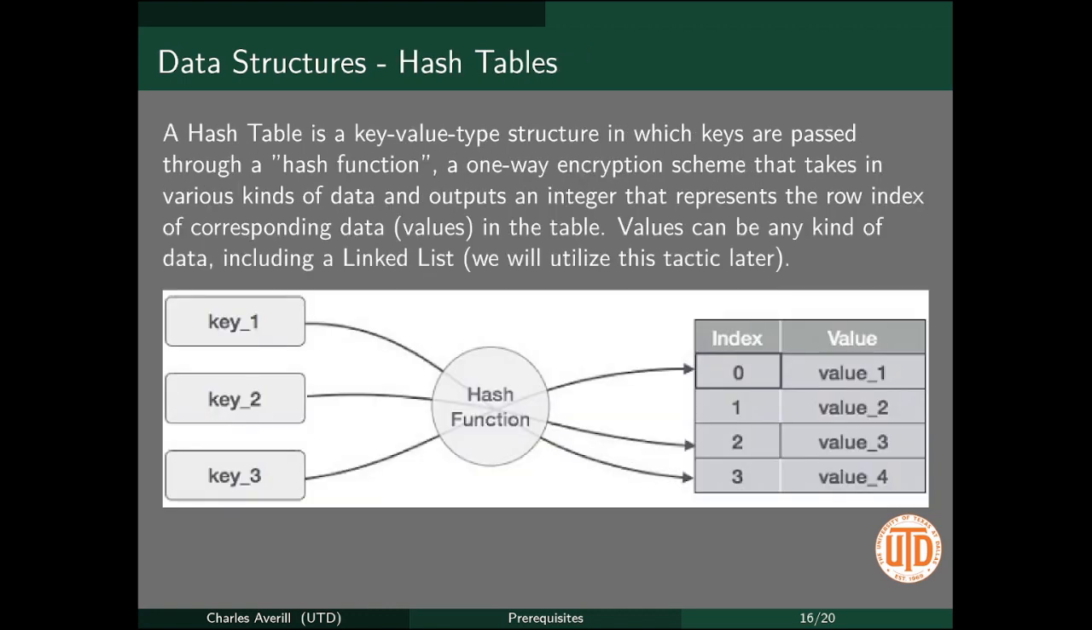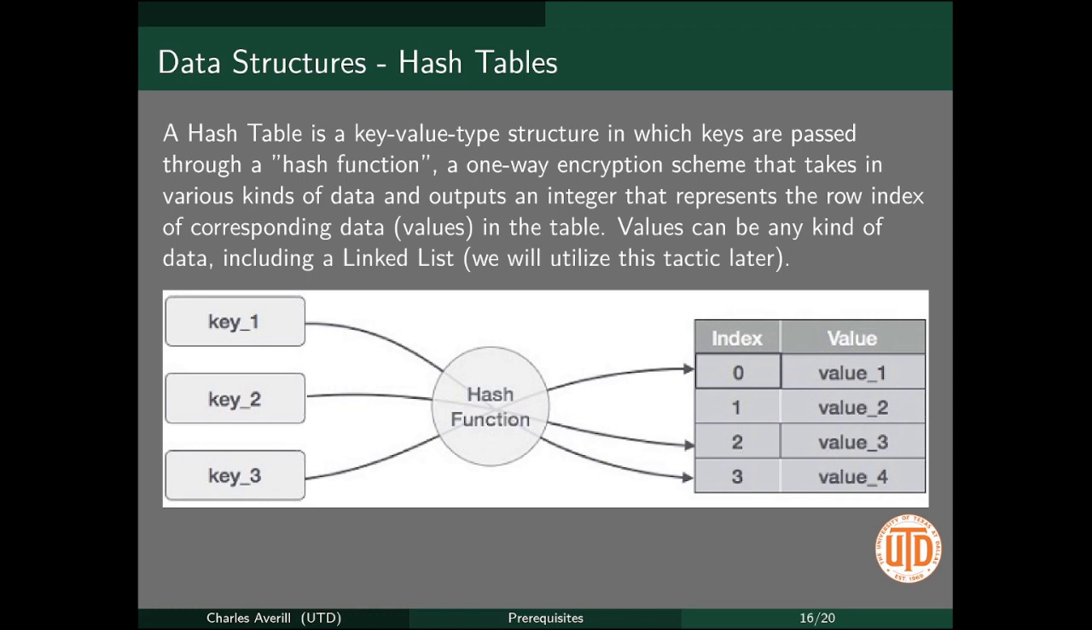Okay, let's talk about hash tables. So hash tables are one of the more complicated data structures. Definitely not the most, but they're up there. And so a hash table is a key value structure. And that means that any value that you want to put into the table is going to be represented by a key. It could be a number, it could be a string, it could be anything really.